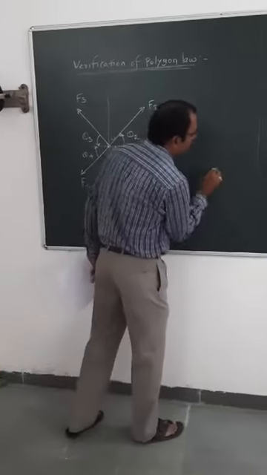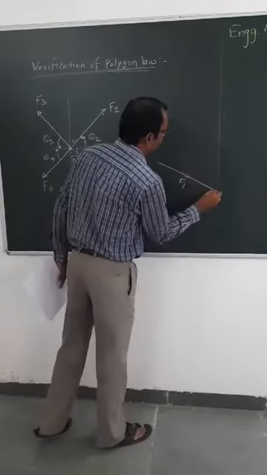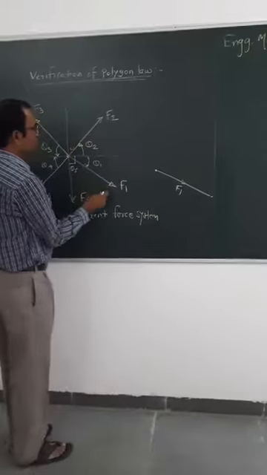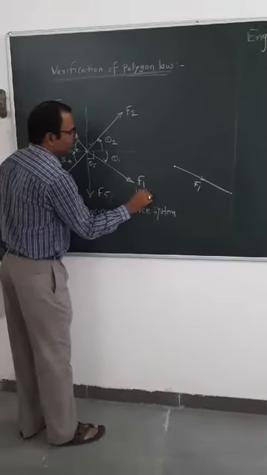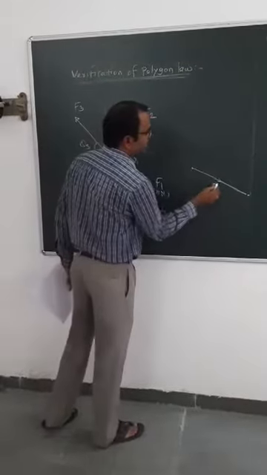So you just draw F1 like this. So this is force F1. By taking some suitable scale, the length of the line will indicate the magnitude. Suppose it is 10 Newton, then take 1 centimeter equal to 10 Newton, so it will be a 10 centimeter line.